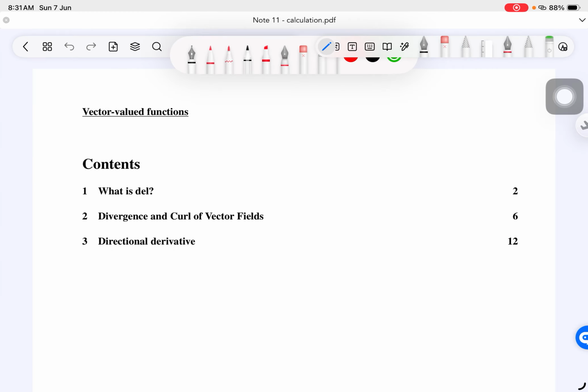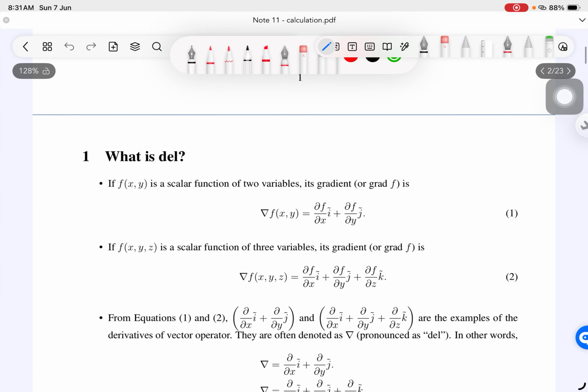Assalamualaikum. Hi everyone. In this subtopic of vectors, we will cover del, divergence, and curl, and also directional derivative. Okay, so we go to the first one.